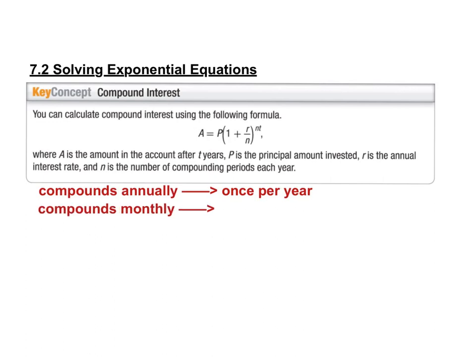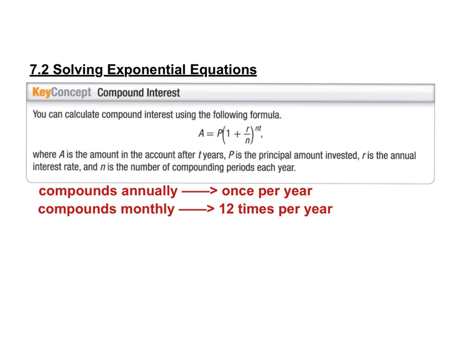The other kind is compounds monthly. So what we have to do with this is always transfer it to how many times per year this is. If it compounds monthly, how many times a year is that going to be? 12. So it means 12 times per year. There are going to be some problems that you're going to work on that I didn't add to this. If you want to add to it, you can.